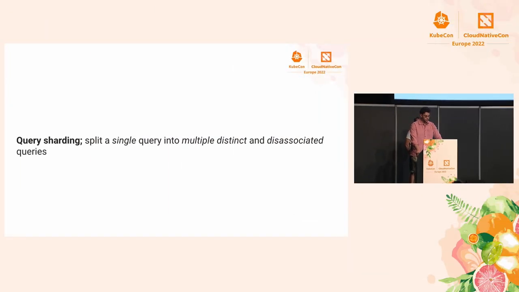We also wanted to extend some of the existing query sharding in Thanos so that we could distribute work even further. So those were our requirements going into query sharding. The TLDR for query sharding is that query sharding is just splitting a query into distinct parallelizable subqueries.